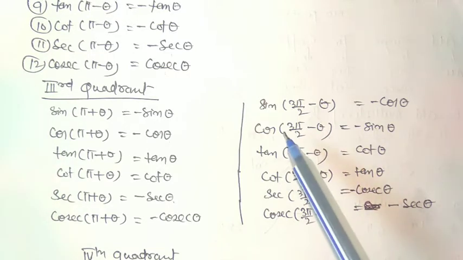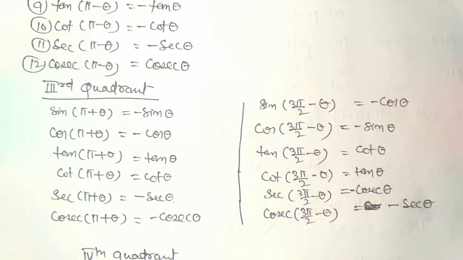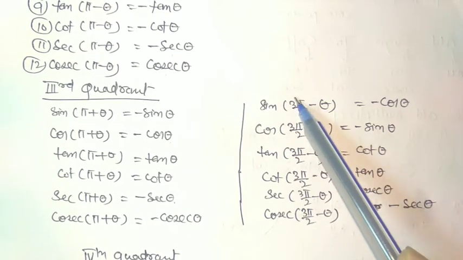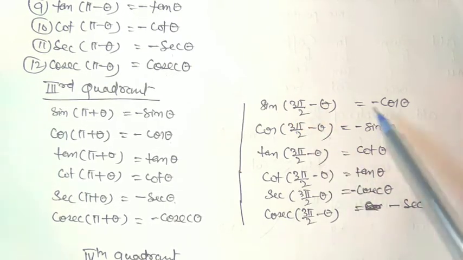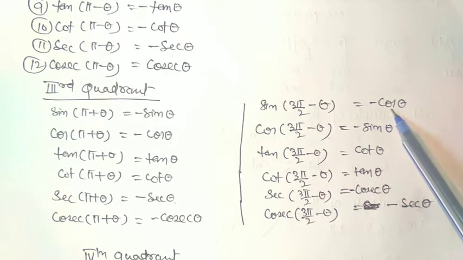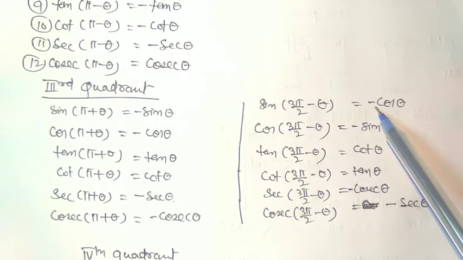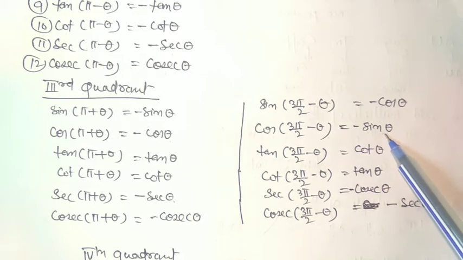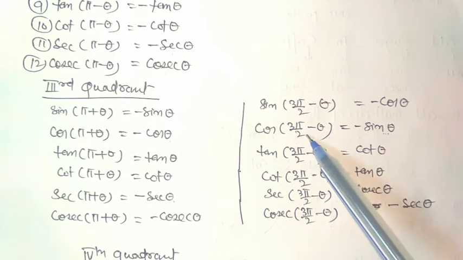Now we can also come to third quadrant by subtracting theta from 3 pi by 2. So it is sin 3 pi by 2 minus theta. So 3 pi by 2 is an odd multiple of pi by 2. So sin will be converted to cos, but you can see sin is negative in third quadrant. So answer will be minus cos theta. Then cos 3 pi by 2 minus theta is equal to minus sin theta. Cos will be converted to sin, and in third quadrant cos is negative.